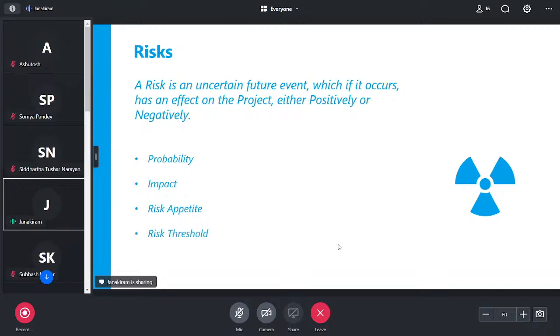There's something called risk threshold. So appetite is how hungry they are for risk, right? Risk threshold is their capacity to take risks. They may want to draw a line and not cross it. So they can define it themselves.